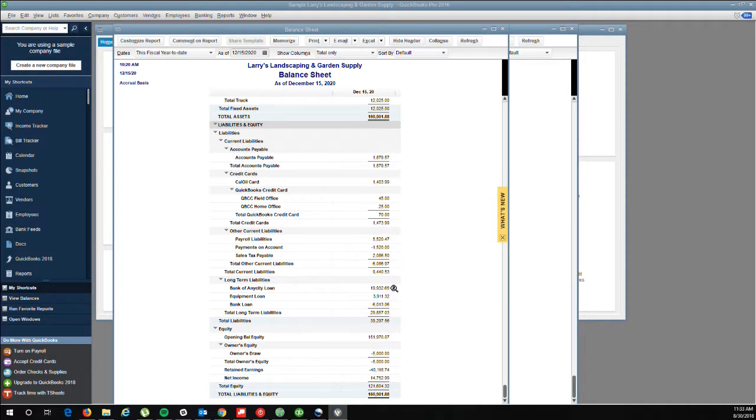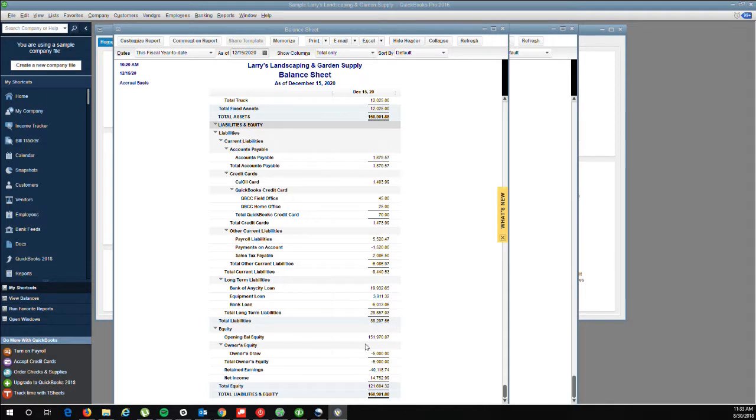These are due in longer than a year, and as they age and it becomes necessary to pay them sooner, they would be transferred to current liabilities, which is probably more than you ever wanted to know about liabilities. But we have a loan from Bank of Any City, and we have an equipment loan and another bank loan, and so we have $29,000 in liabilities that are going to extend longer than a year. And then we have our total liabilities here.